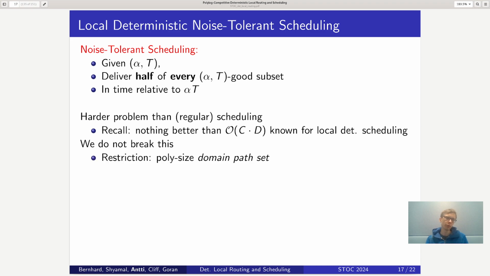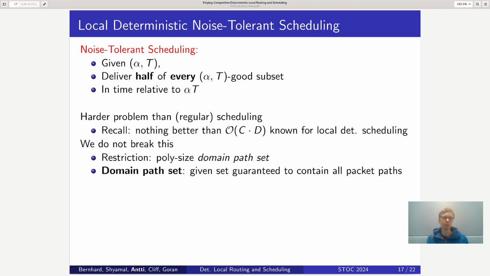We solve noise-tolerant scheduling with a restriction to a poly-sized domain path set. So what this means is that we are given a set of paths, and we are guaranteed that every path a packet has appears in this path set. Or in this case, we call it the domain path set.